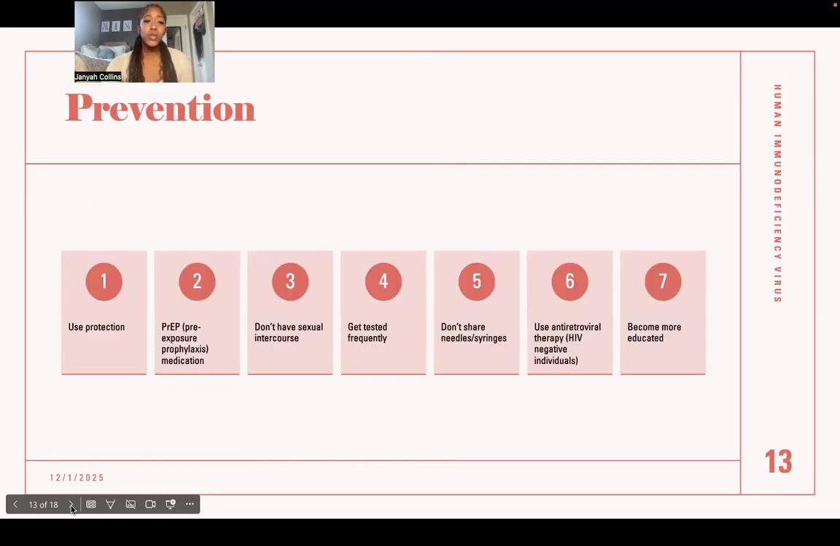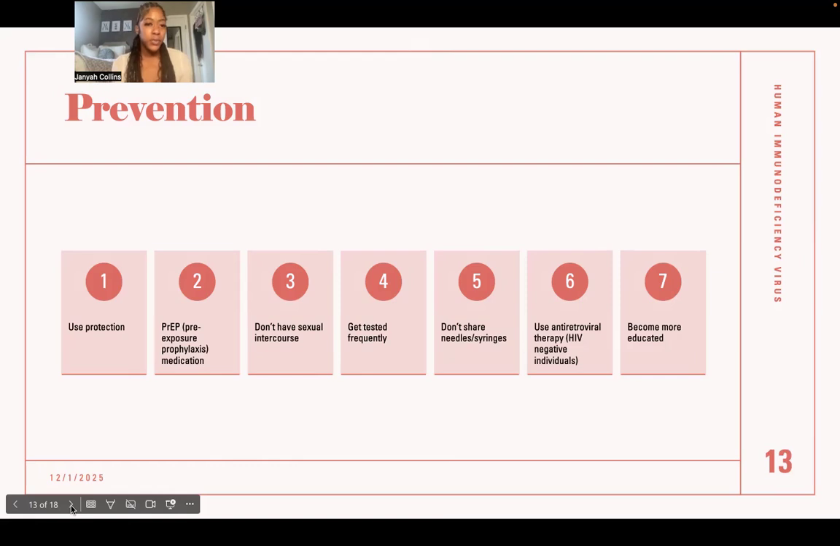There are a couple ways to prevent HIV. Always use protection. That's very important. So use condoms so that you're not having direct contact with these fluids. You can also use PrEP, which is a medication that reduces your chance of getting HIV. It also works to block the HIV life cycle and prevents the virus from taking hold or spreading. You can also not have sexual intercourse at all. That's the main way to know that you don't have the virus.